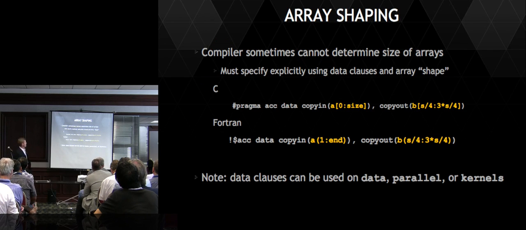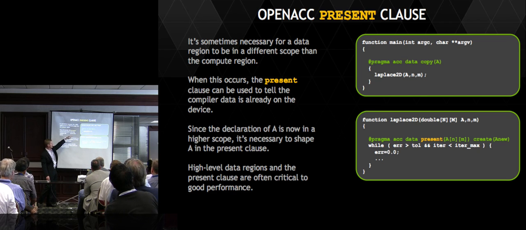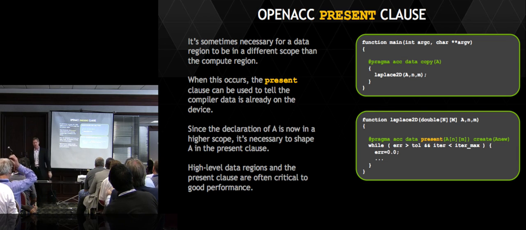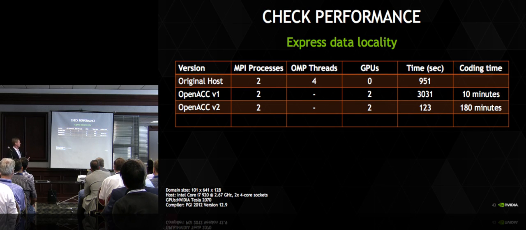Also, array shaping is key. The sizes of the arrays can be dynamic at runtime, so it's important to be able to handle array shaping. And the present clause, its scope is also important. For instance, you can say in the main that the data for array A needs to be copied to the GPU, and then when you're in that function, you declare it as present with the right shape values. This is really critical to performance, and it allows you to have a scope that's made bigger than just one file. Okay, so we do the data clauses and make sure that the data stays on the GPU.